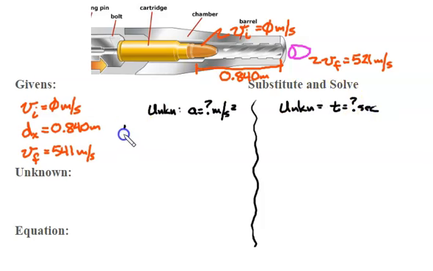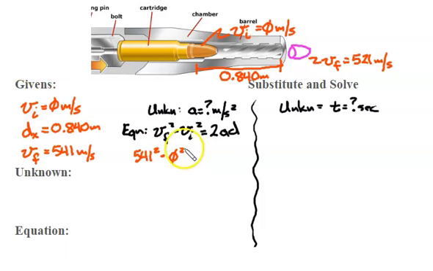In order to solve the first one, I'm going to pick the equation that includes velocity initial, velocity final, displacement, and acceleration. And that is velocity final squared minus velocity initial squared equals 2 times acceleration times displacement. Alright, velocity final is 541 squared minus 0 squared equals 2 times acceleration times displacement.